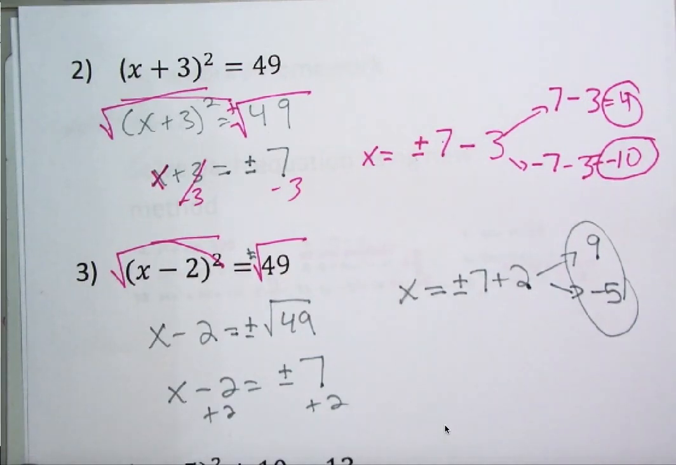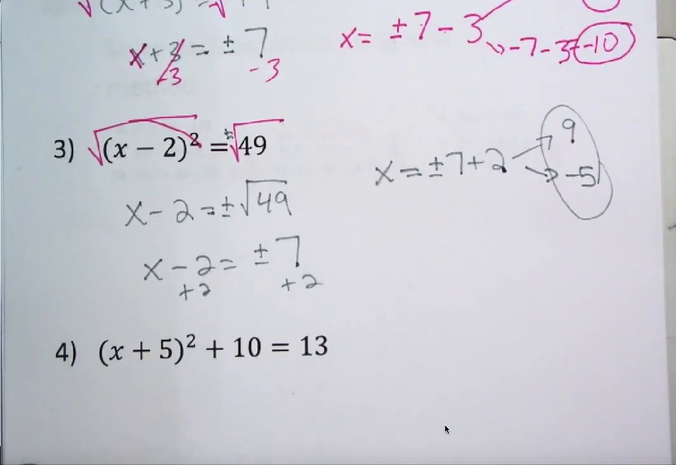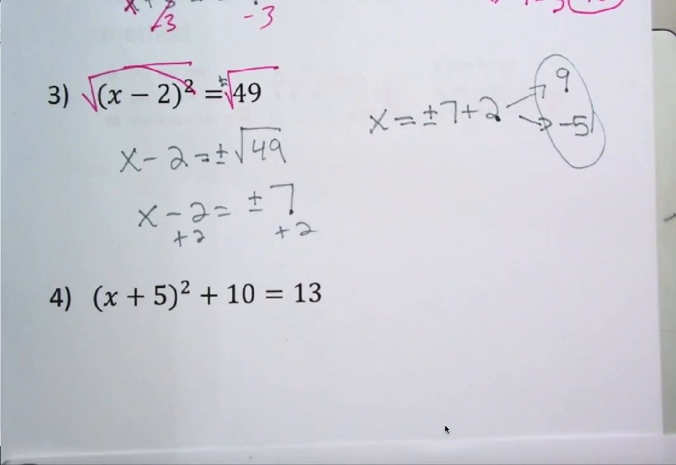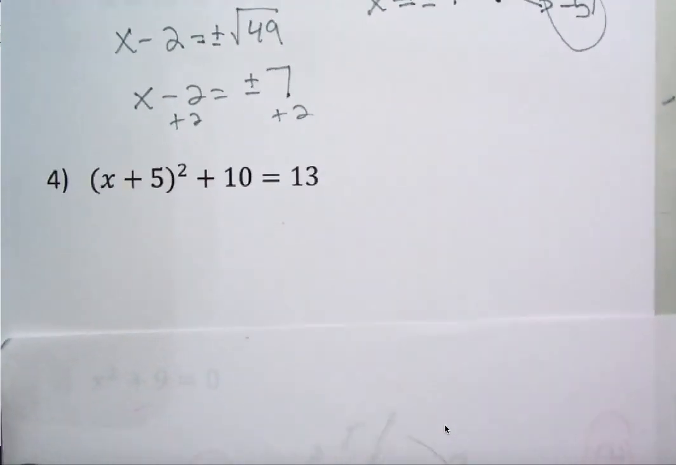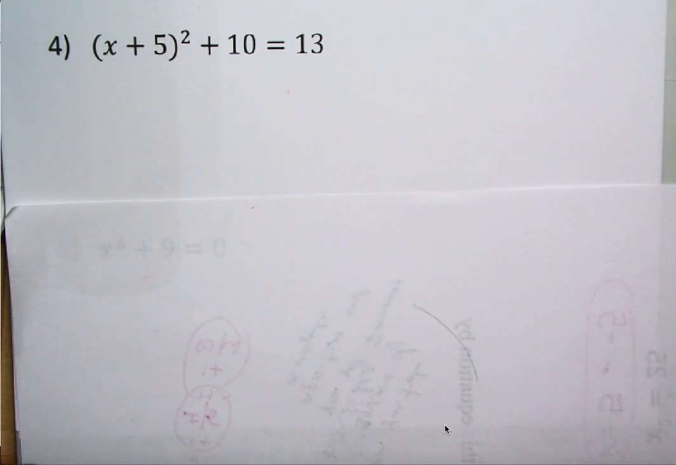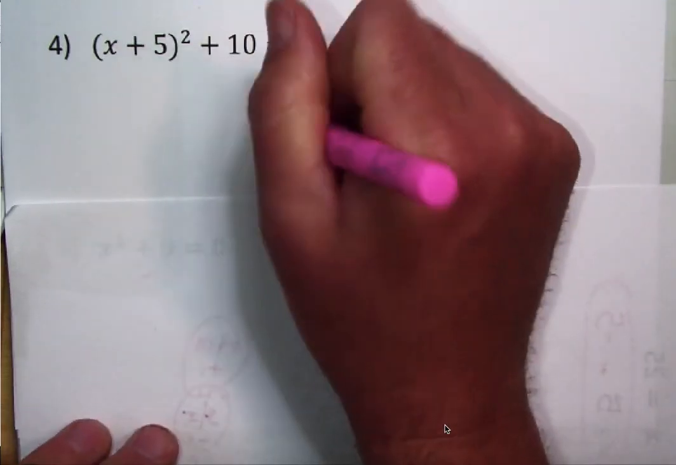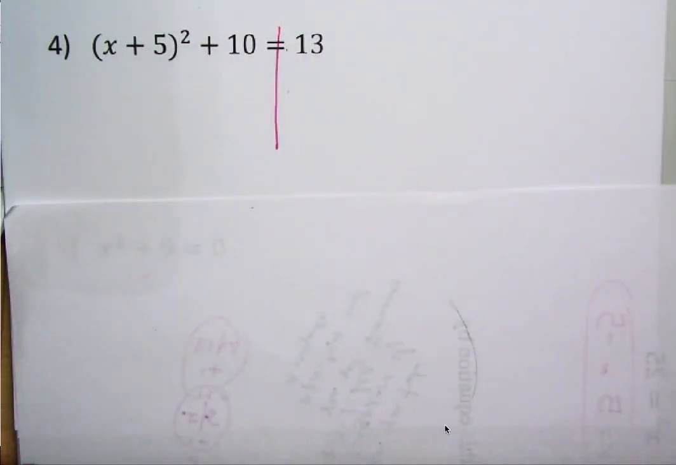Okay, 2 more, and then I'll tell you what your classwork is. So the nice thing is we can start doing things to both sides and not have to worry about factoring. Did you notice we didn't do any factoring on any of these today? We're just doing things to both sides. So we got the next one, which is x plus 5 squared plus 10 equals 13.